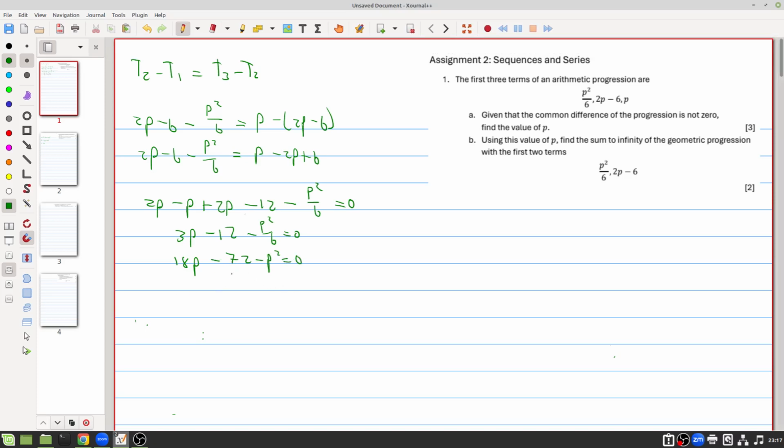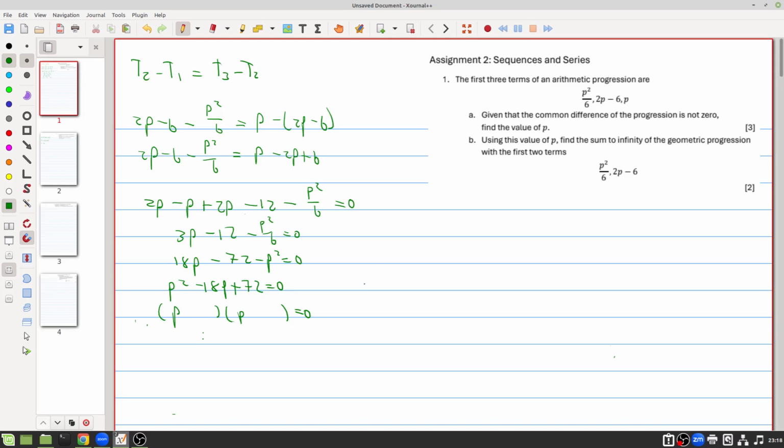Again, I'm just going to rearrange it and times by negative 1. So we'll have p squared minus 18p plus 72 equals 0. Okay, great. And now we can factorize this. There's going to be two brackets, and we'll have p times p to give us the p squared. And now we need the factors of 72 that can get us to 18 if we add or subtract them.